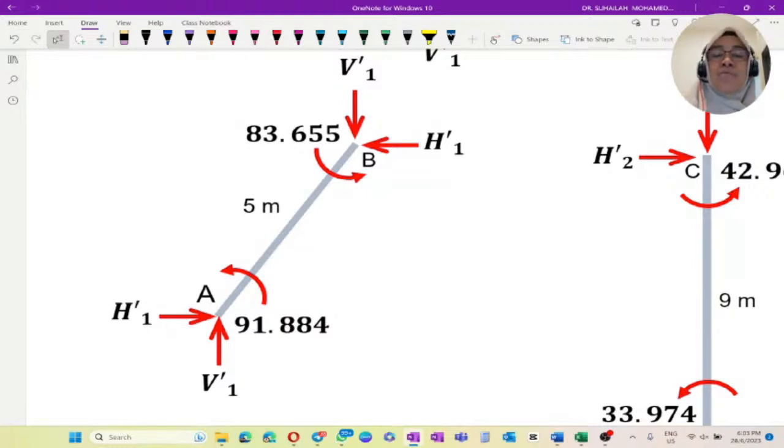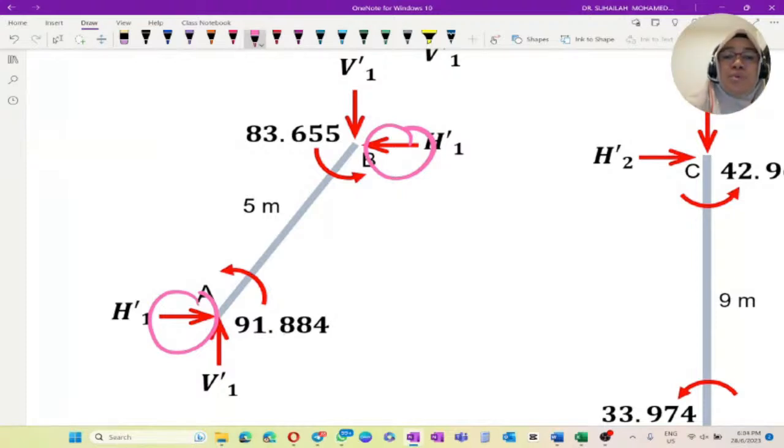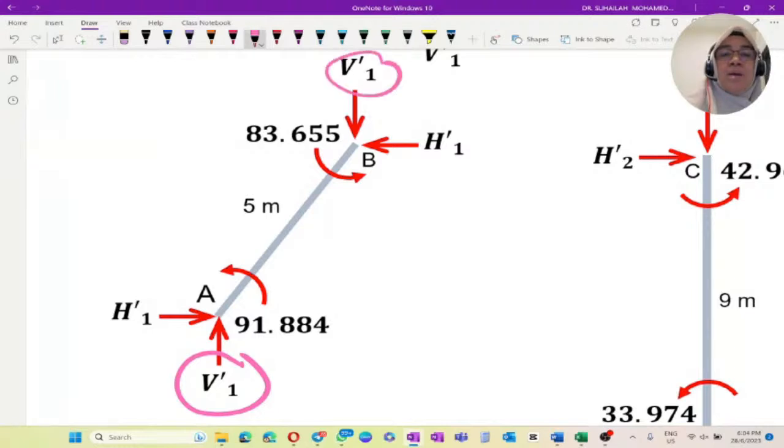So we will get V prime 1, V prime 1. One is positive, one is in the negative direction, to fulfill the equilibrium condition. The same goes for H. So H, one is positive, one is negative. The value will be the same. So they occur in opposite directions to remain in equilibrium. So V prime 1, V prime 1, the same in opposite directions to remain in equilibrium.